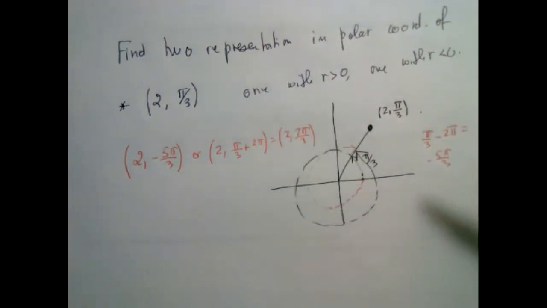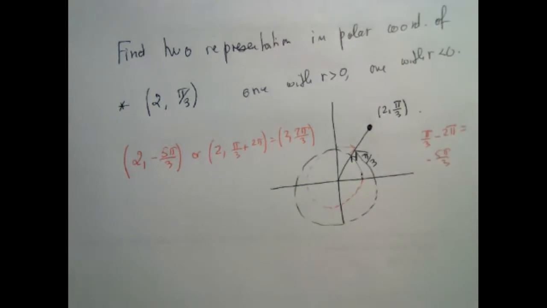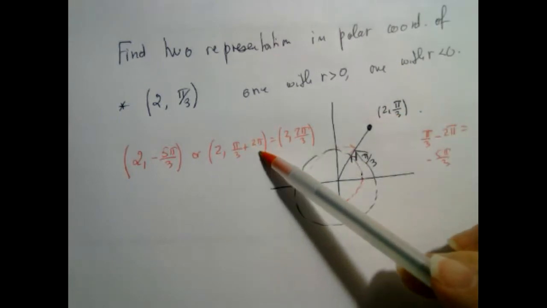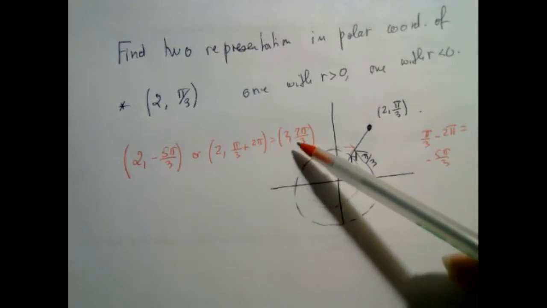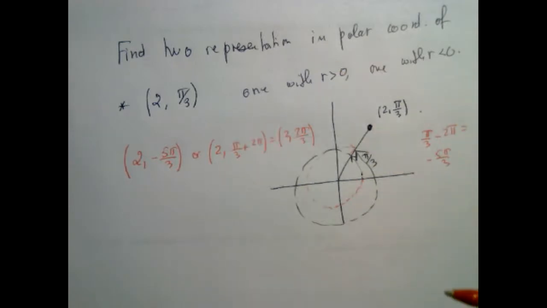Still, I am with r positive. And if I want more representation, I keep adding 2 pi or subtracting 2 pi. The point is not changing at all. So there are infinitely many. I can take pi over 3 plus 4 pi, plus 6 pi, plus 8 pi, or minus 2 pi, minus 4 pi. They all would represent the same point. So there are really infinitely many representations of a point.